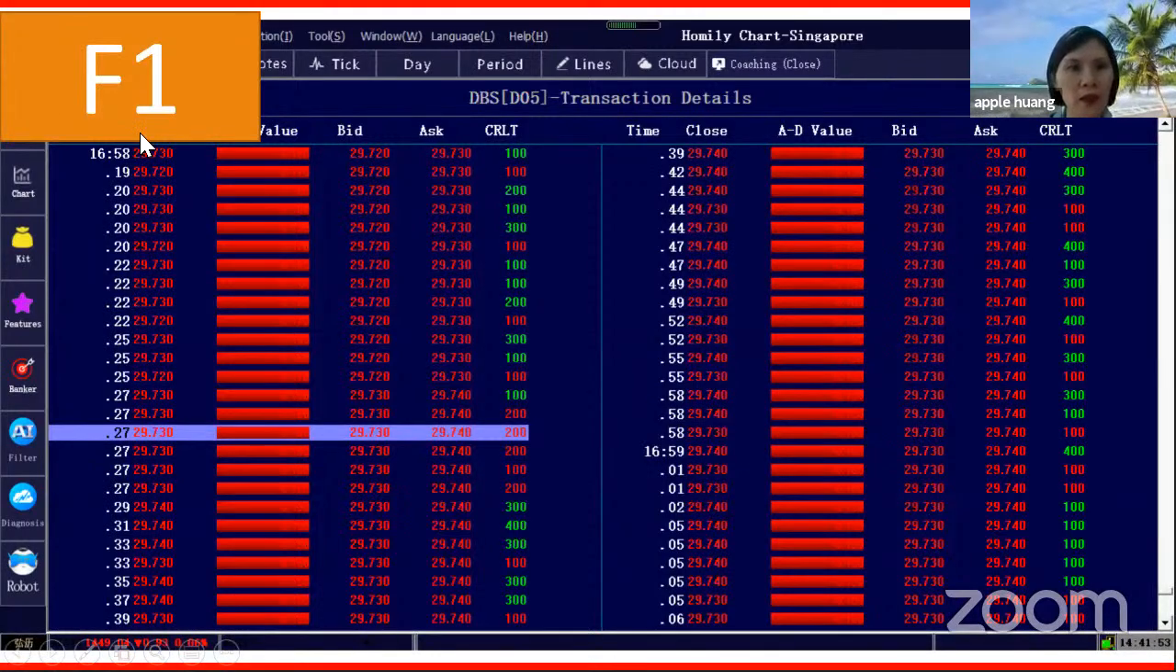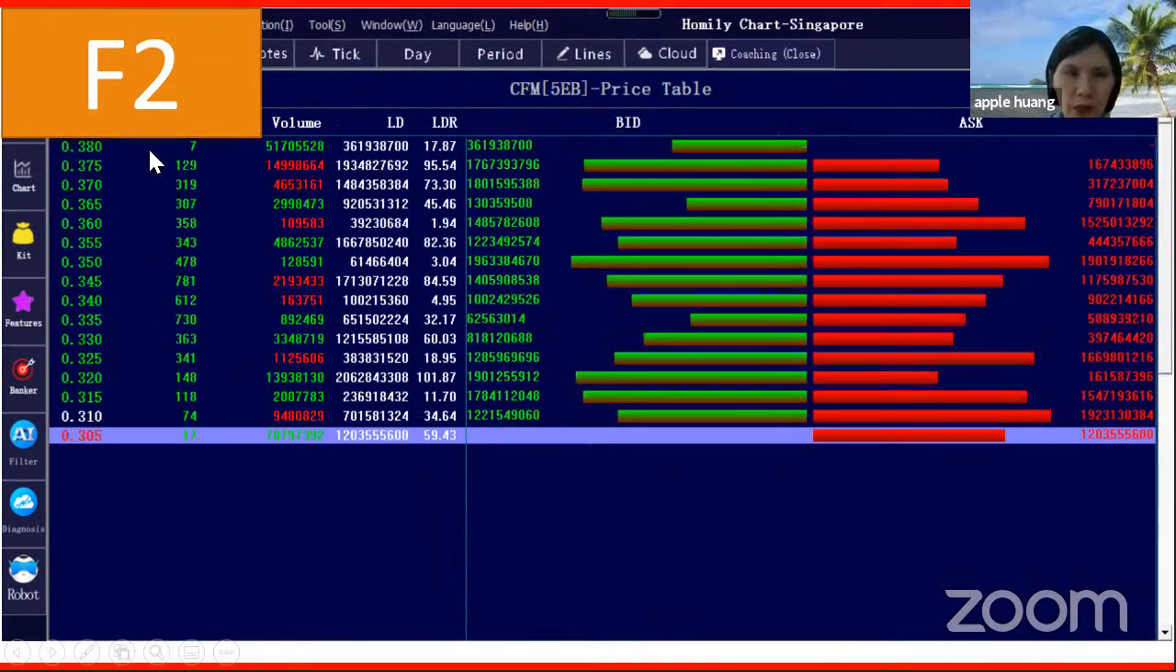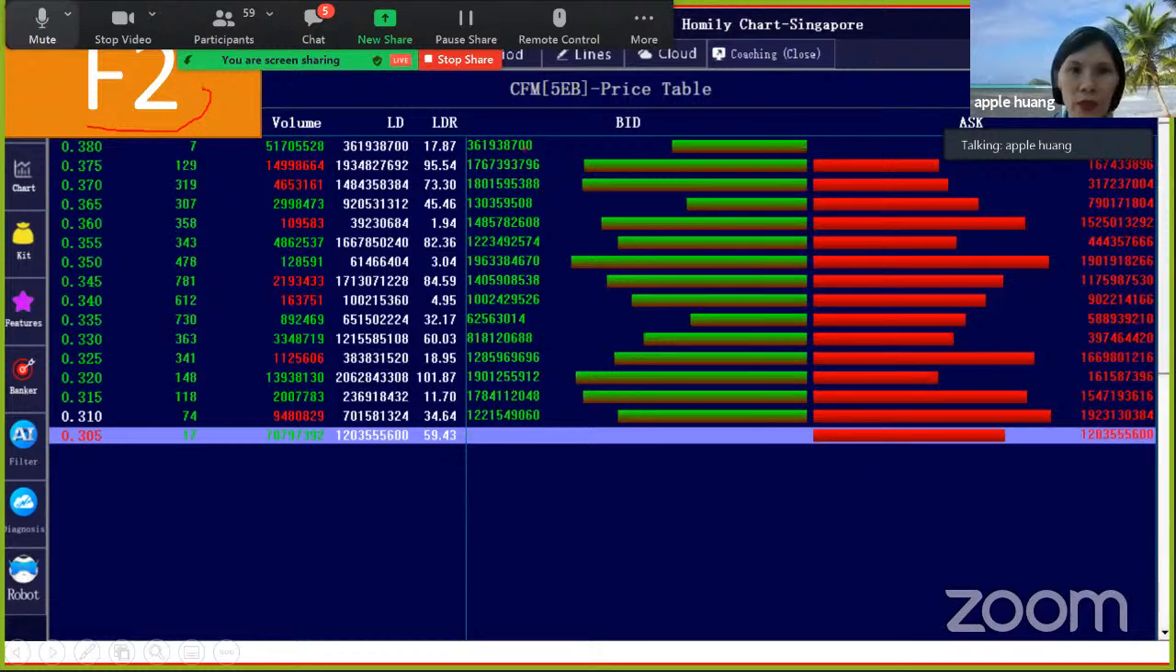Then F2. If you press function 2 on your keyboard, you will get this table. This is a summary of the trading price and the transacted volume. So if you press F2, you will get this trading detail, the call price table. You will see the actual transacted prices.